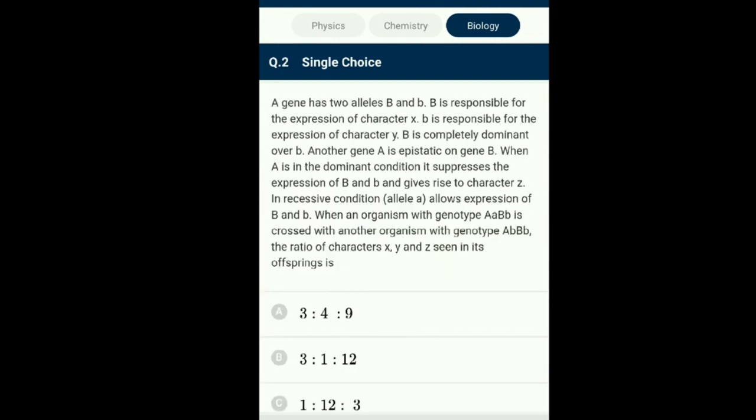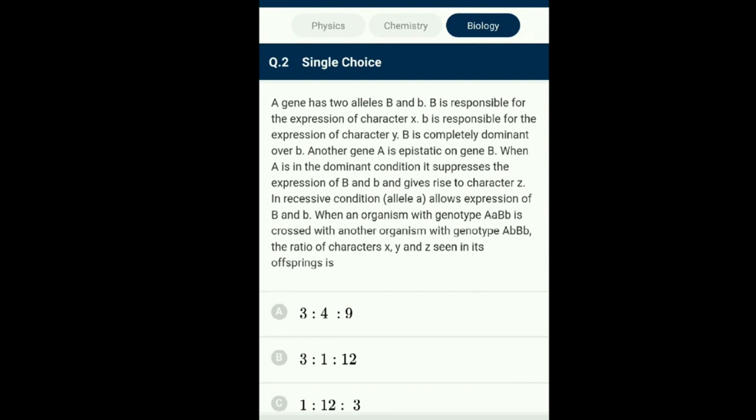Question number 2. A gene has 2 alleles, capital B and small b. Capital B is responsible for expression of character small x. Small b is responsible for the expression of character small y. Capital B is completely dominant over small b. Another gene, capital A, is epistatic on gene capital B. When capital A is in the dominant condition, it suppresses the expression of capital B and small b and gives rise to a character Z.